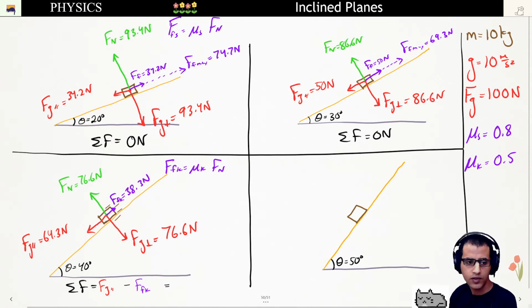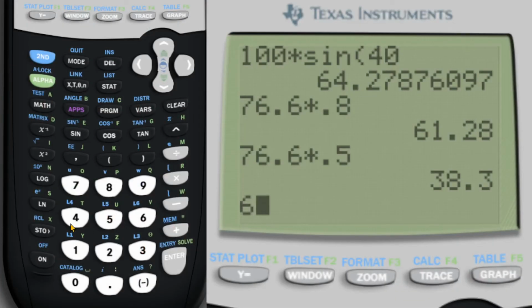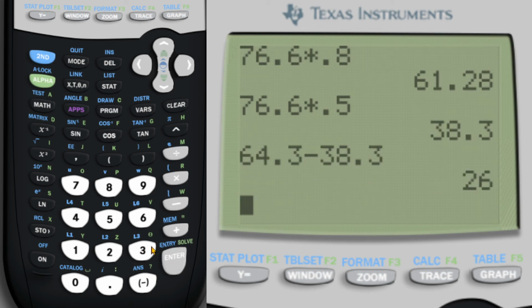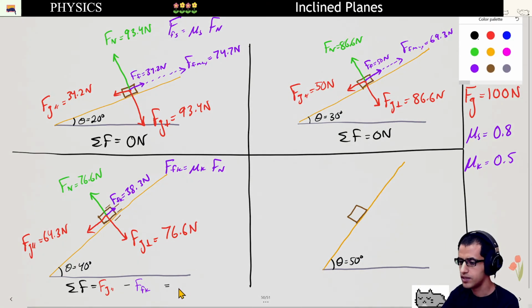So that's 64.3 minus 38.3. We have a net force of 26. The net force will be 26 newtons.